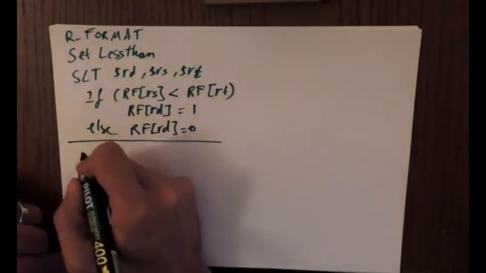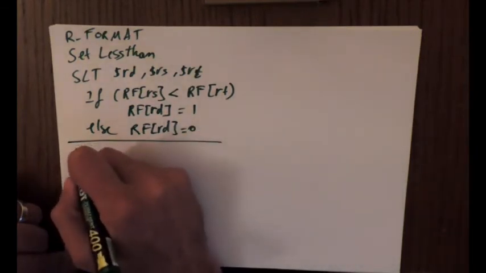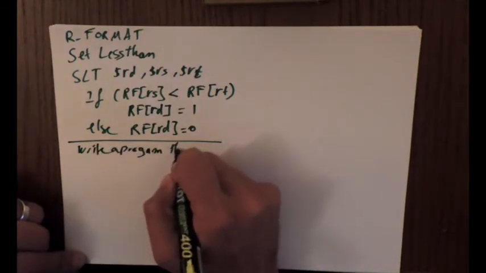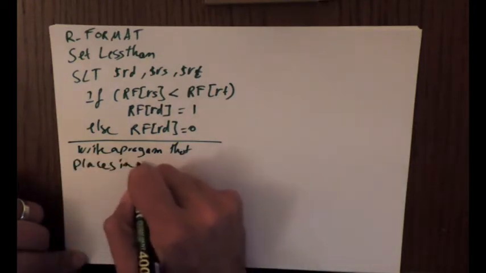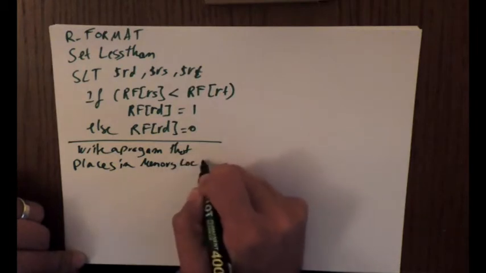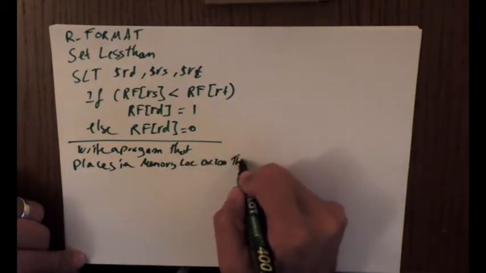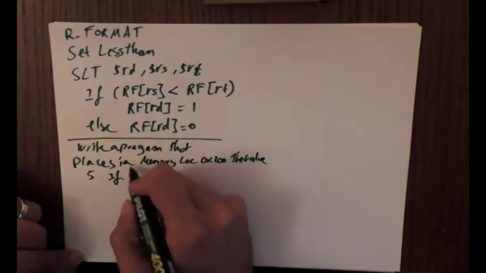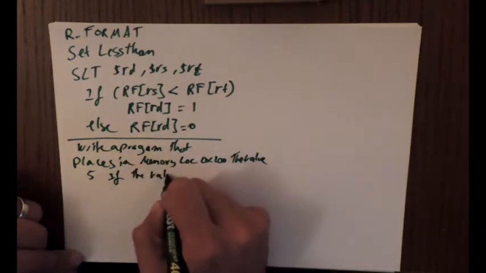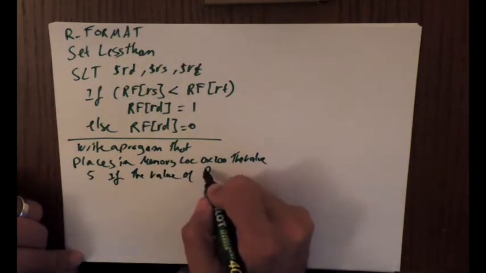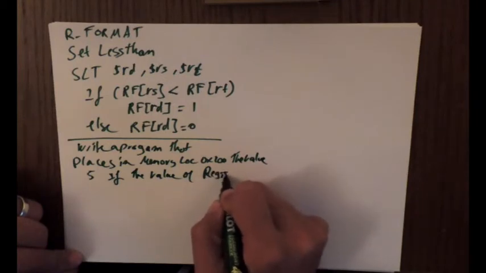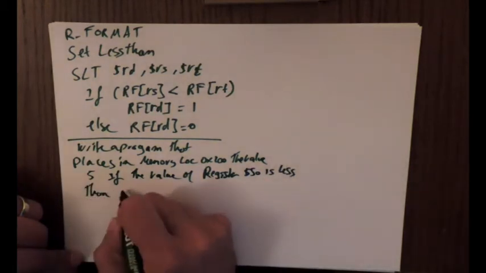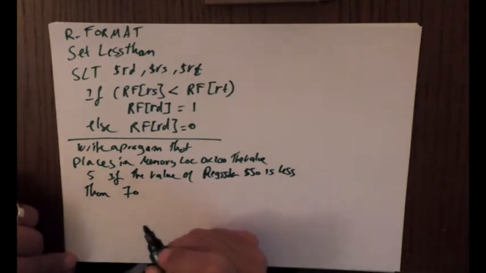For example, if I want to write a program that places in memory location 0x200 the value 5 if the value of the register S0 is less than, let's say, 70. So the way I write this program is as follows.